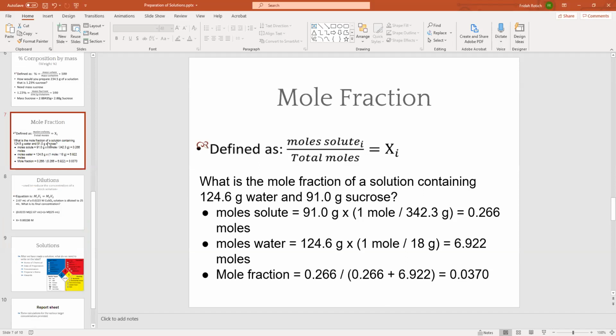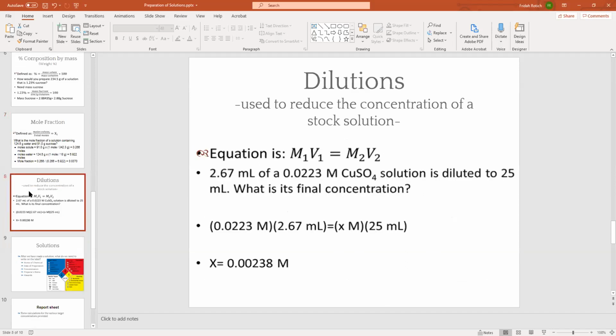All right. And lastly, whenever we dilute a stock solution, there's this formula that shows us that the initial concentration of your solute multiplied by the volume of the stock solution will be equal to the final concentration of your solution multiplied by the final volume of your solution.